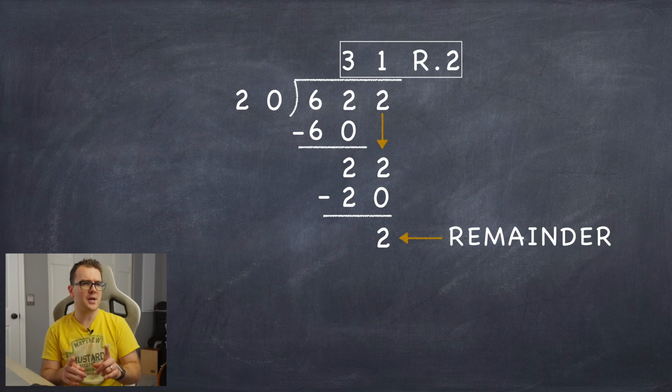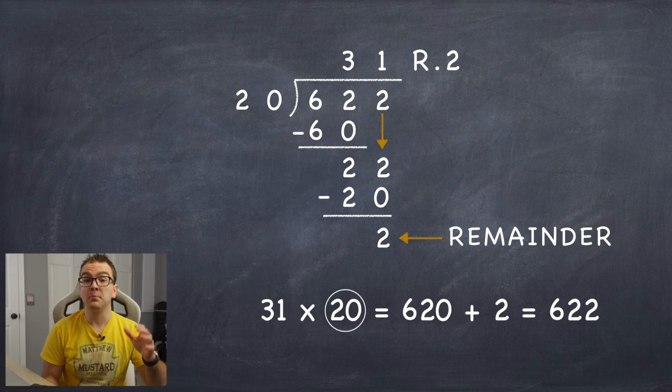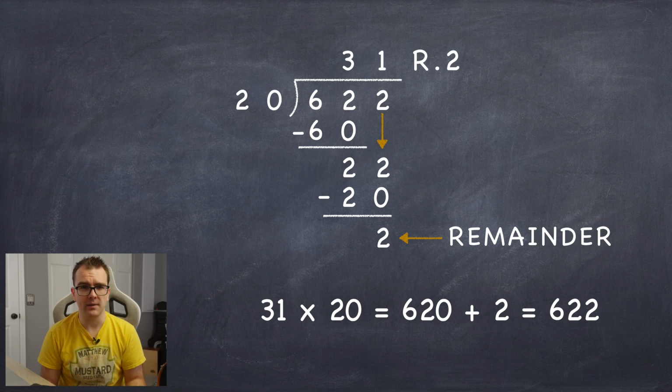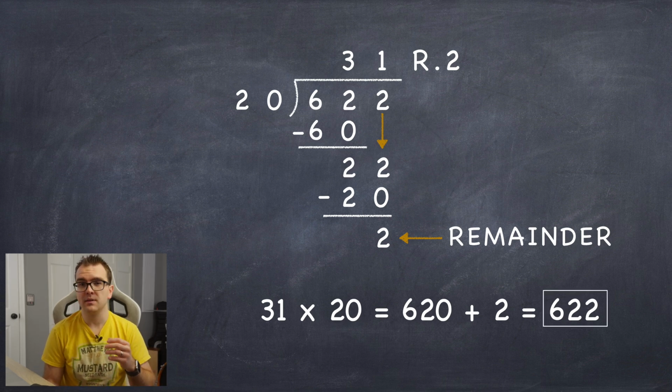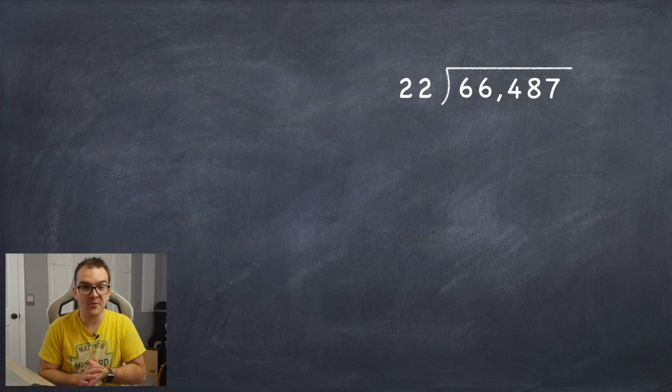Now we can also double check this by taking our answer times our divisor plus the remainder, okay? So 31 times 20, which equals 620, plus our remainder 2 is 622. If 622 is our dividend, which it is, we did everything right. Okay, let's do one more.